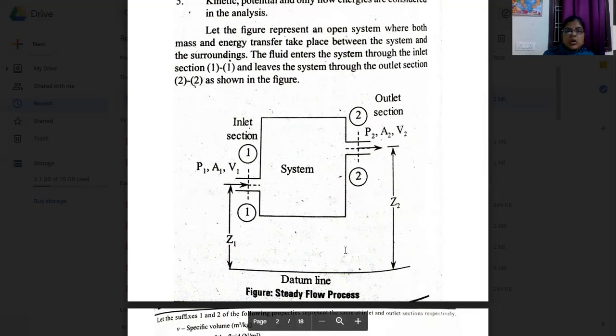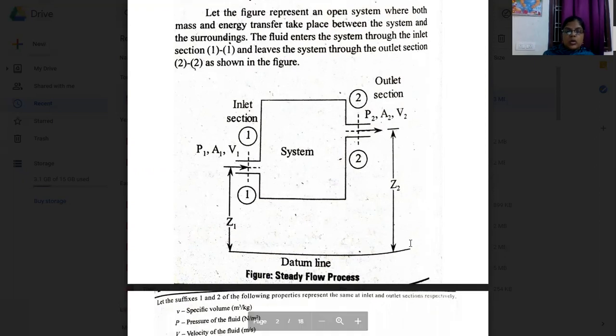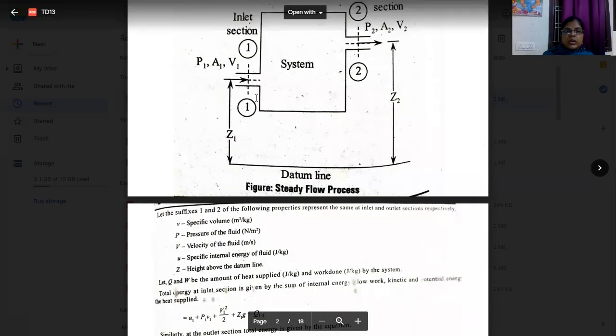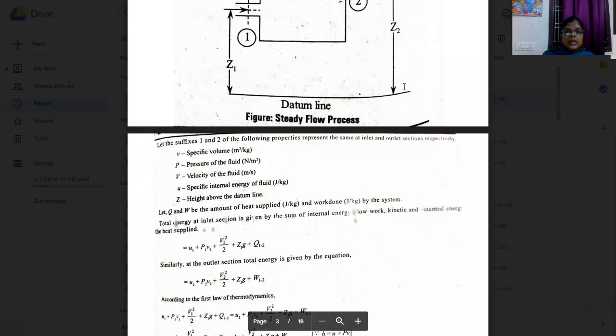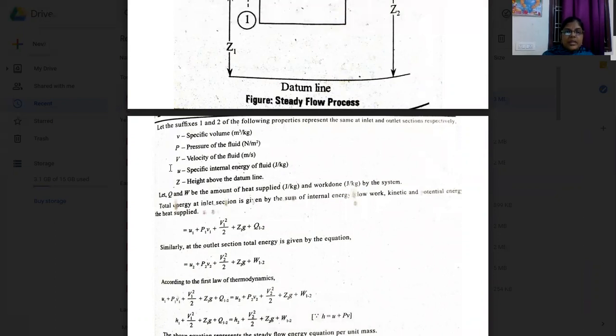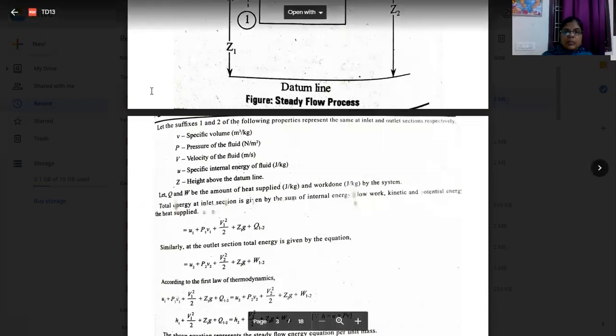This is the datum line. The inlet elevation above the datum line is Z1 and the outlet is Z2. Let the suffixes 1 and 2 of the following properties represent the inlet and outlet sections respectively. At the inlet section we have A1, P1, V1, and at the outlet section P2, A2, V2. Let v be the specific volume in meter cube per kg, P the pressure of the fluid in Newton per meter square, V the velocity in meter per second, u the specific internal energy of the fluid in joule per kg, and Z the height above the datum line.